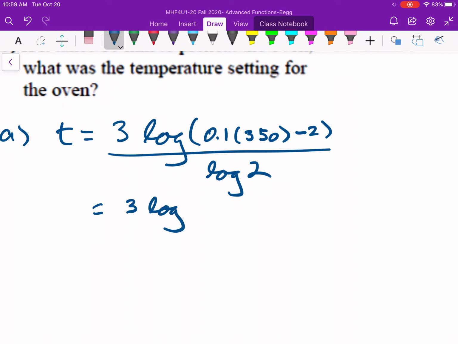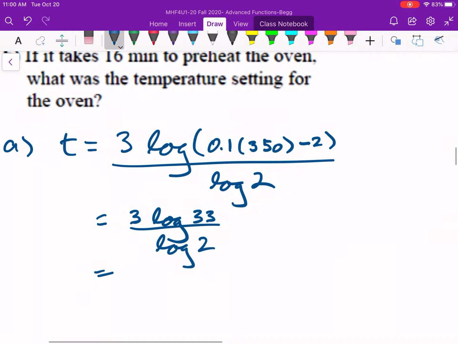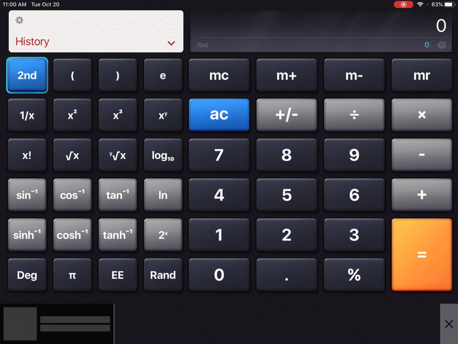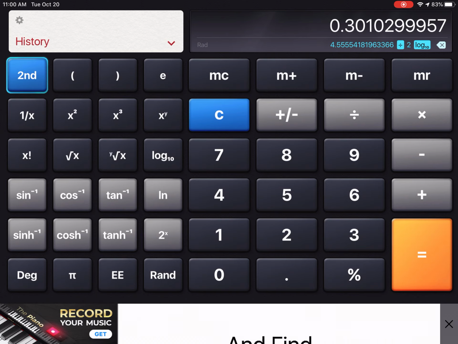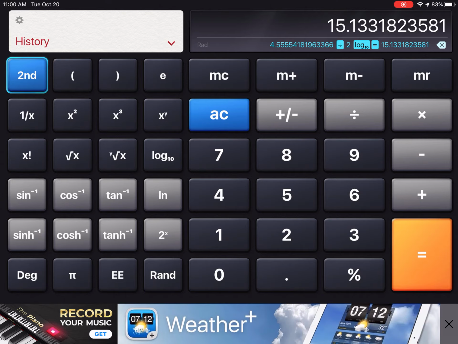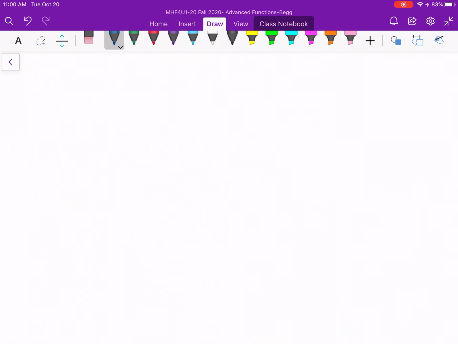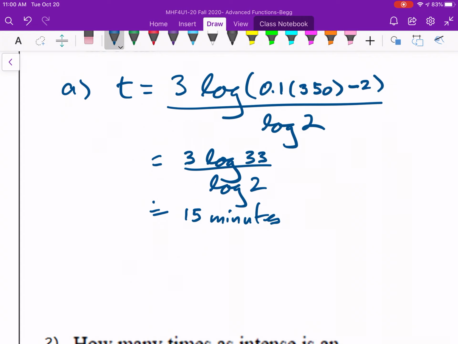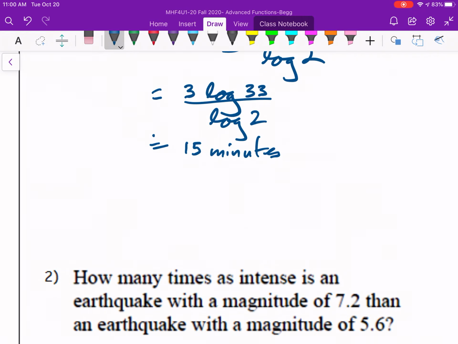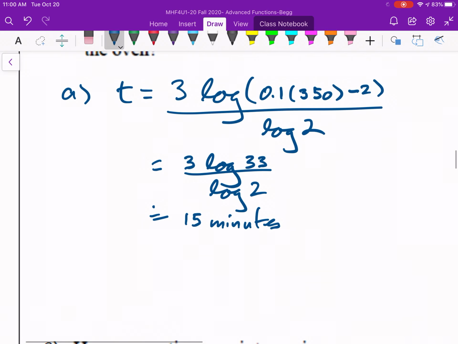I mean, we could do it all on a calculator at once, but I can rewrite it as 3 log 33 over log 2. So it's a little bit less to type in. 3 times log 33 divided by log 2 is 15.1 minutes. Let's just call it approximately 15 minutes. So, straightforward, just using the formula as given.